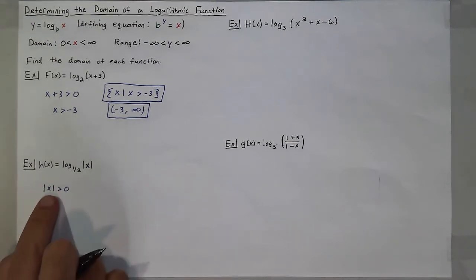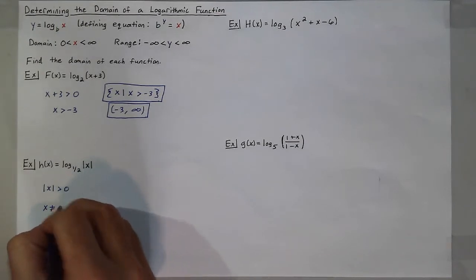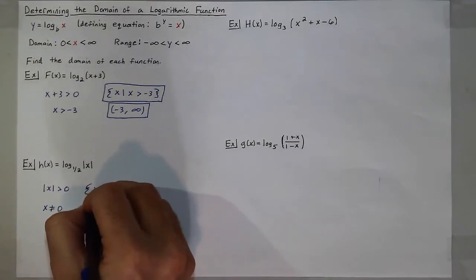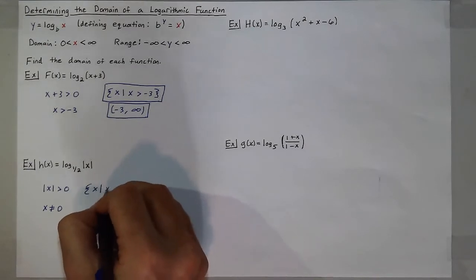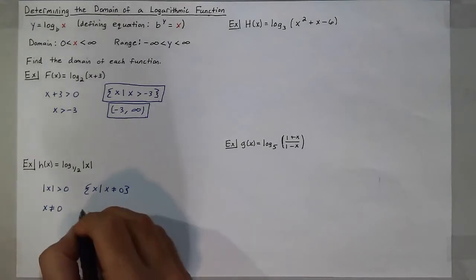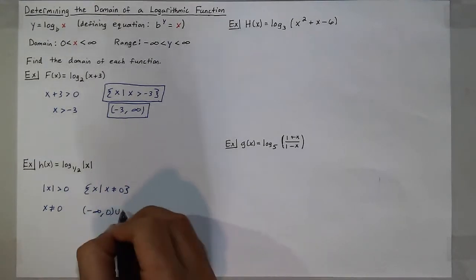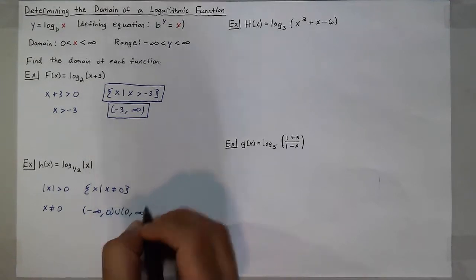But when I plug in 0, it does not work. So I know that x cannot equal 0. So my domain is all numbers x such that x does not equal 0. Or in interval notation, that would be negative infinity to 0, union 0 to infinity.